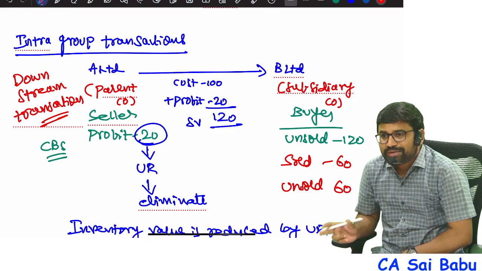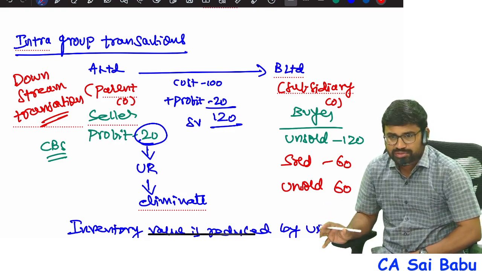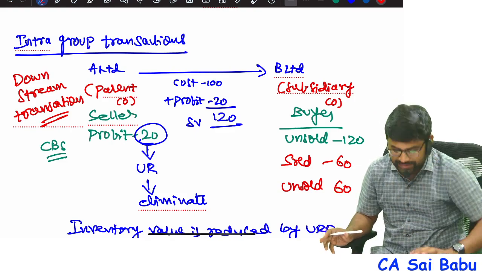So when a downstream transaction happens, who booked the profit? The parent. So remove it from the parent company's books. At the same time, the inventory value will be decreased.